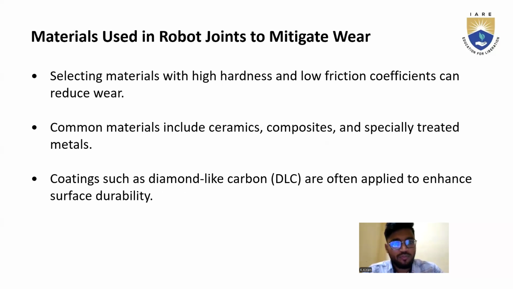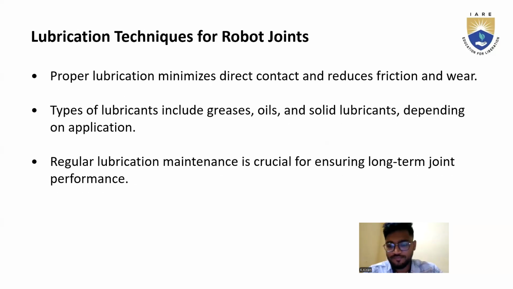Materials used in robot joints to mitigate wear. Selecting materials with high hardness and low friction coefficients can reduce wear. Common materials include ceramics, composites, and specially treated metals, which are useful for mitigating wear. Coatings such as diamond-like carbon, DLC, are often applied to enhance surface durability.